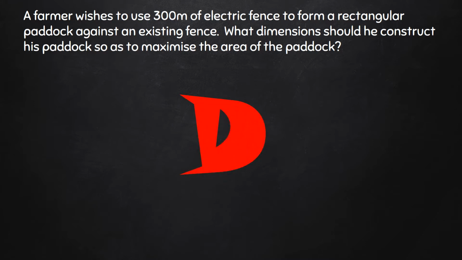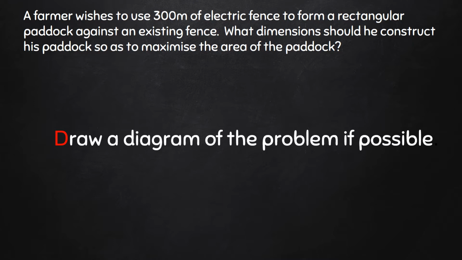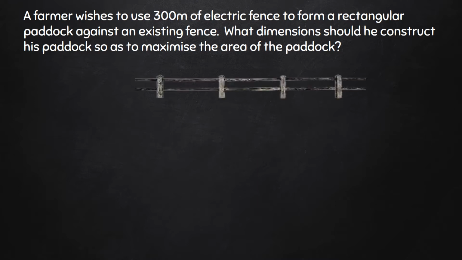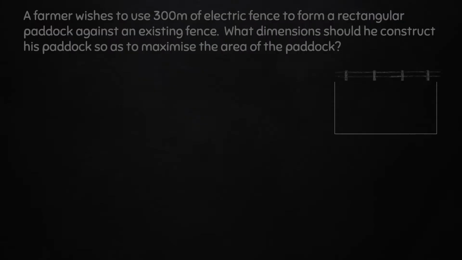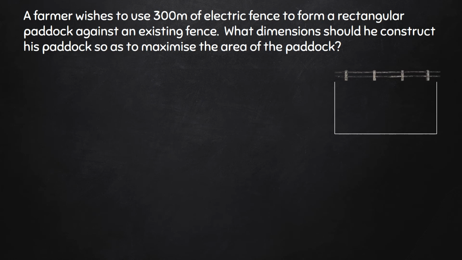So the first D is draw a diagram of the problem if possible. So we're going to draw that diagram. We've got a fence already, and we're going to draw our rectangular paddock around it. And we know that that equals 300 metres. So we'll just put that diagram out to the corner, looking at it bird's eye view.